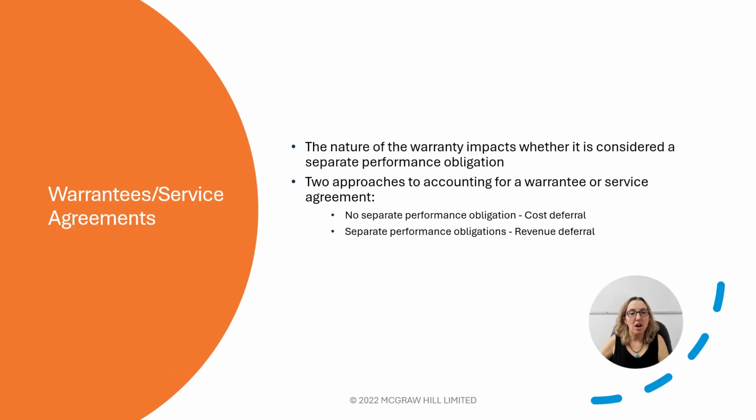Now I'd like to talk about warranties and service agreements because they're pretty common in many industries. The nature of the warranty impacts whether it's considered a separate performance obligation. And there are two approaches to accounting for a warranty or a service agreement. If you analyze and realize there's no separate performance obligation, you would do what's called a cost deferral. Whereas if there is a separate performance obligation, you're going to do a revenue deferral. And again, with the revenue deferral, it means you're not going to recognize all of the revenue. You're going to have some in a deferred account until that performance obligation is met.